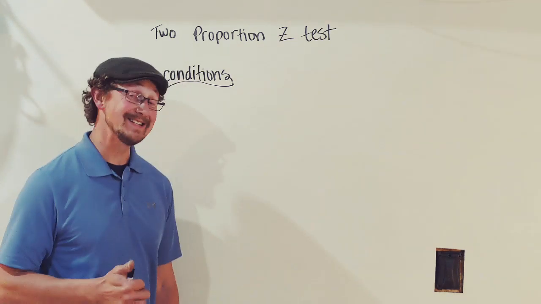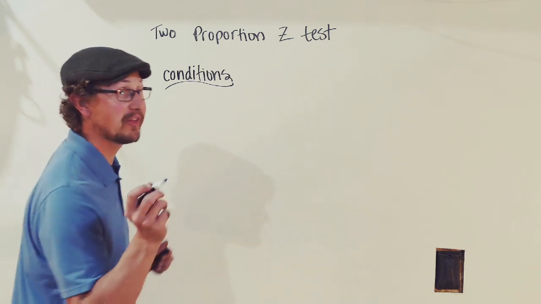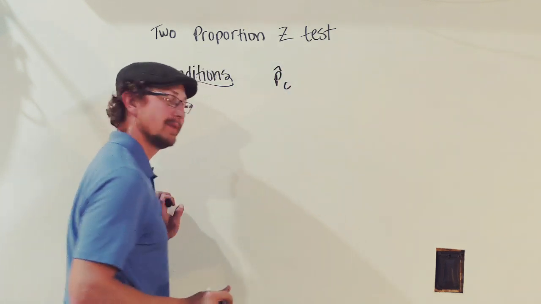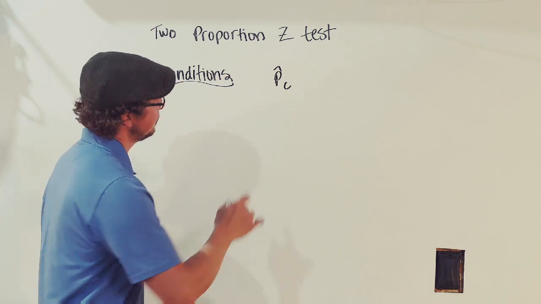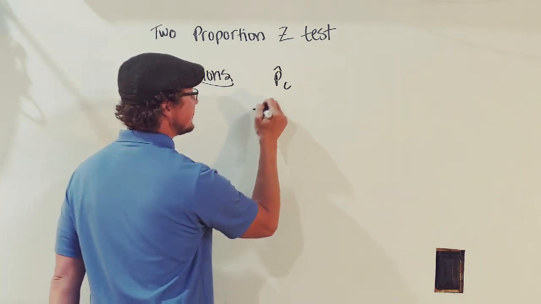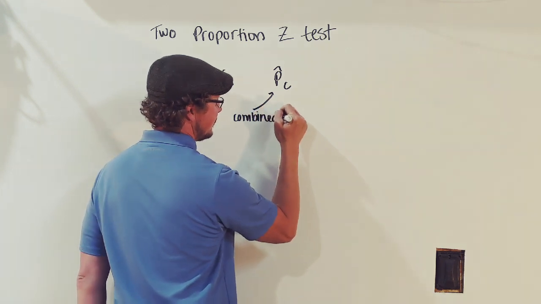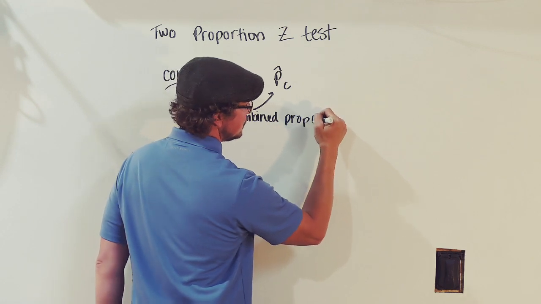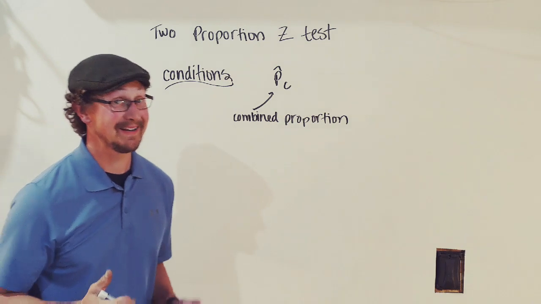Talking about the conditions for a two-proportion z-test, let me introduce you to this guy. P hat sub c. This is our combined proportion. That's what the c is all about. Let me write that down for you. This is our combined proportion. It's going to play a big role, and really it's our combined sample proportion.